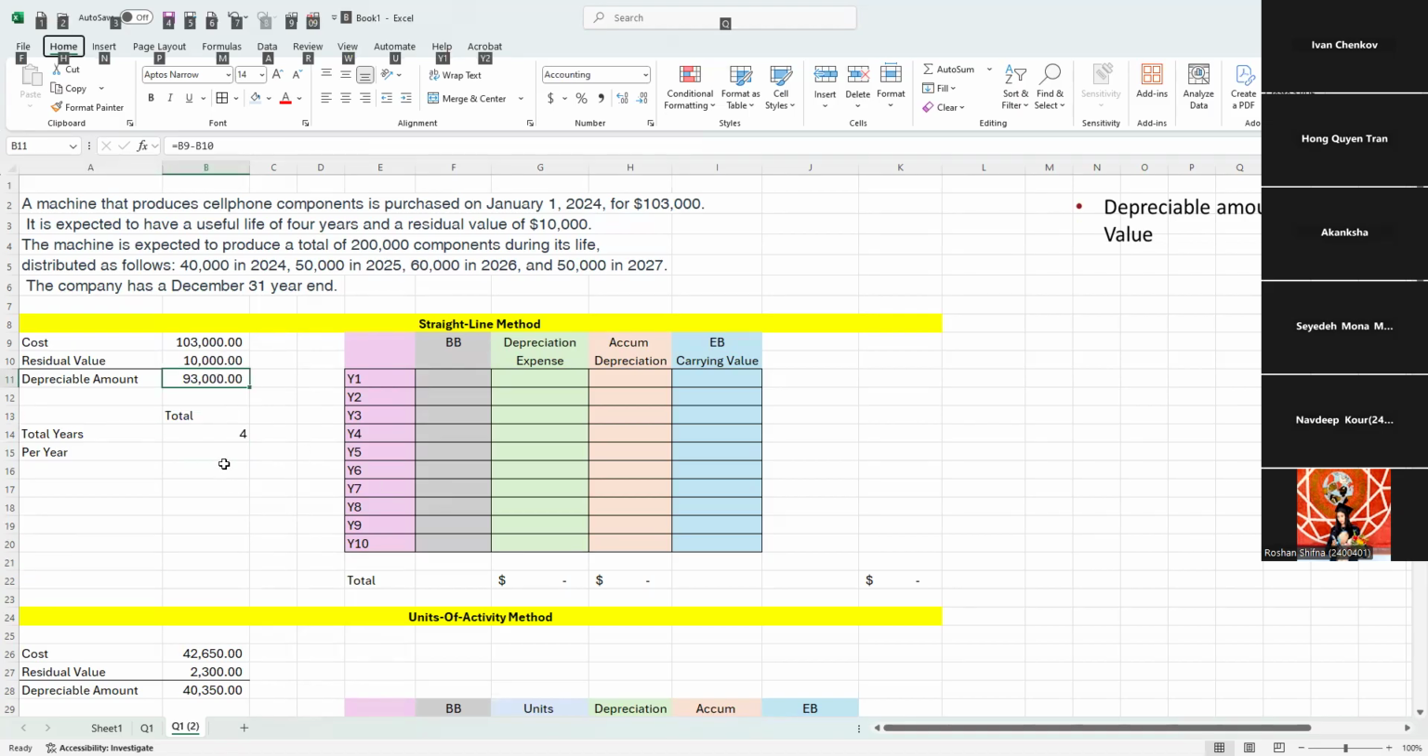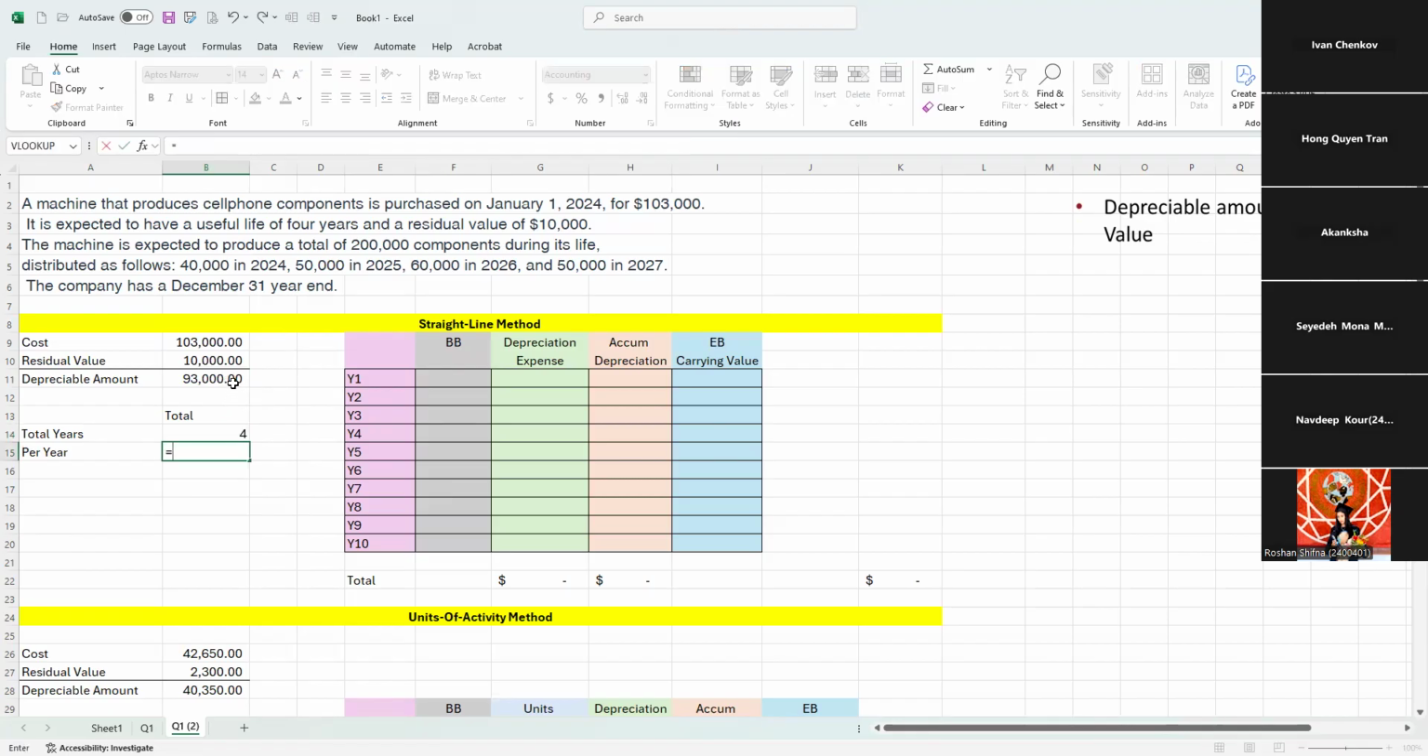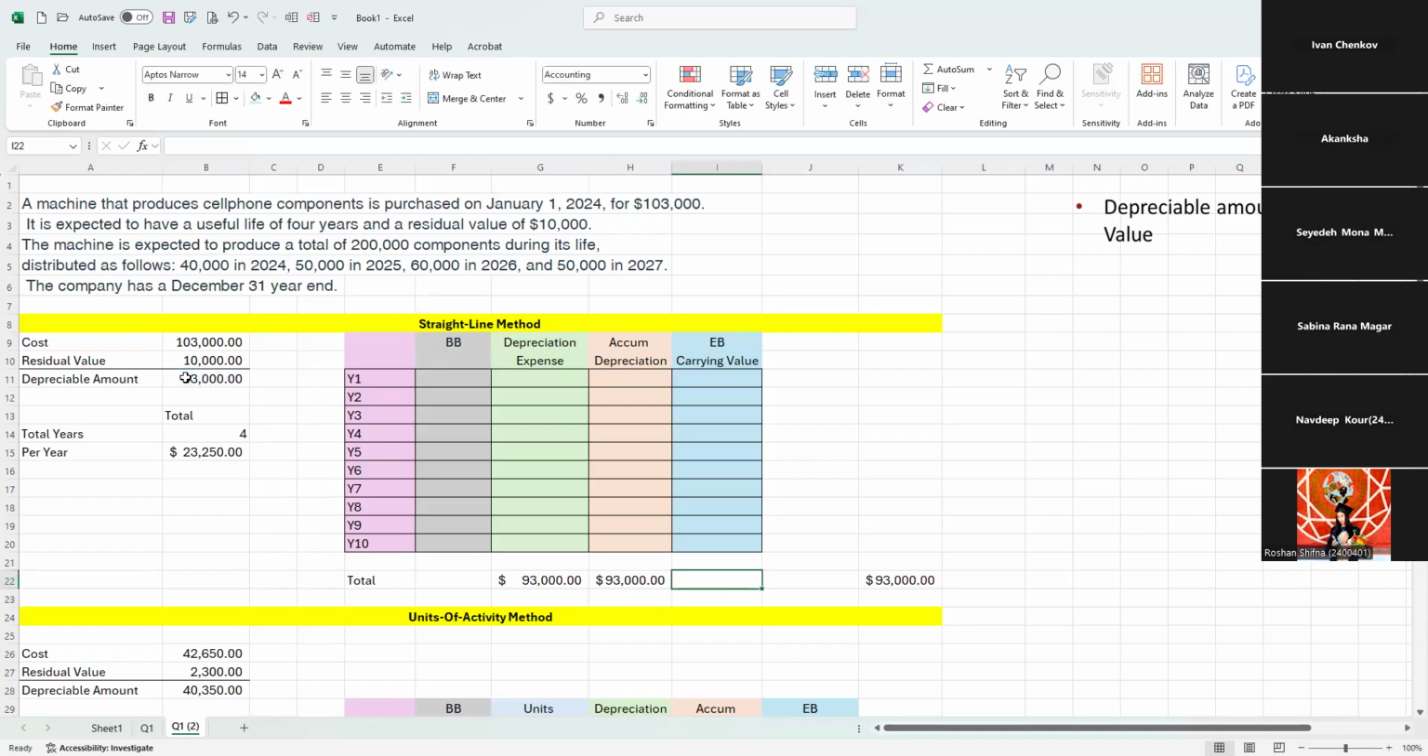93,000 divided by 4. So that will be equal to 93,000 divided by 4, and we get our depreciation per year. What's our objective? How much should be my total depreciation expense? 93,000. How much should be my accumulated depreciation? Same, 93,000. How much should be my residual value or carrying value at the end? 10,000. So that's what we know.